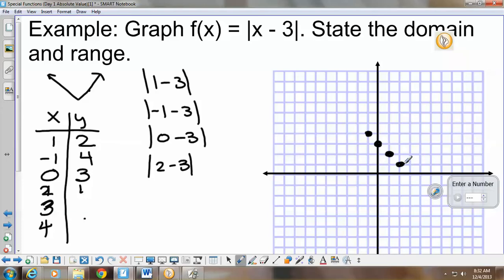Let's keep picking points. Substitute 3 in. The absolute value of 3 minus 3 is 0. The absolute value of 0, of course, is 0. So we have 3, 0. Again, it falls in our line, so we know we're on the right track. Let's substitute 4 in. The absolute value of 4 minus 3. 4 minus 3 is 1, and the absolute value of 1 is 1. So our next ordered pair is 4, 1.